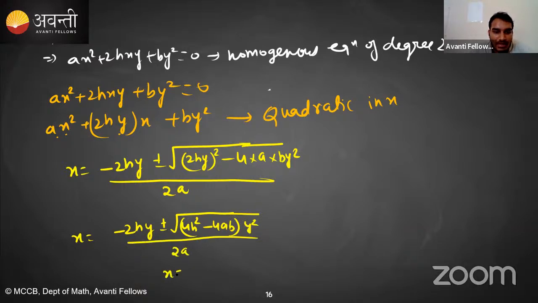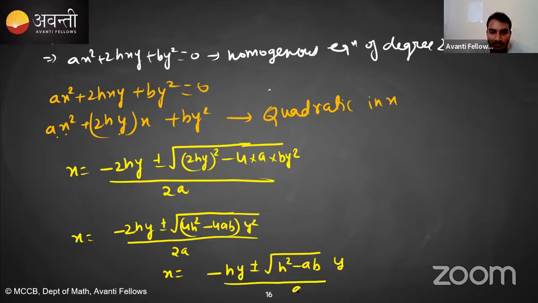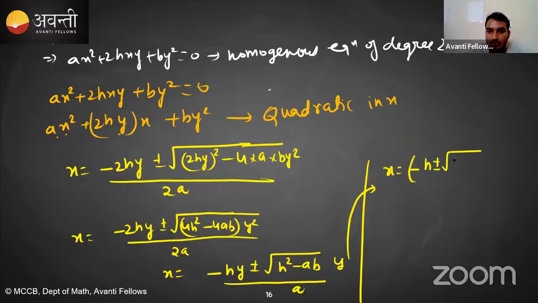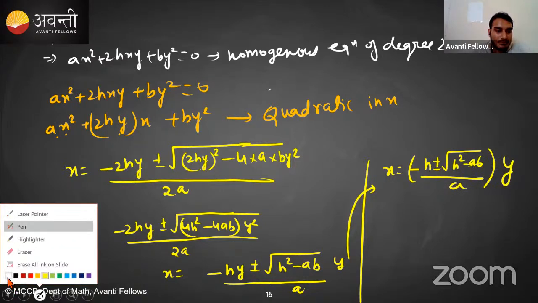So this can be written as x is equal to minus hy plus minus under root of h square minus ab into y upon a. Is this clear? So finally I can write this as x is equal to minus h plus minus under root of h square minus ab upon a into y, right?